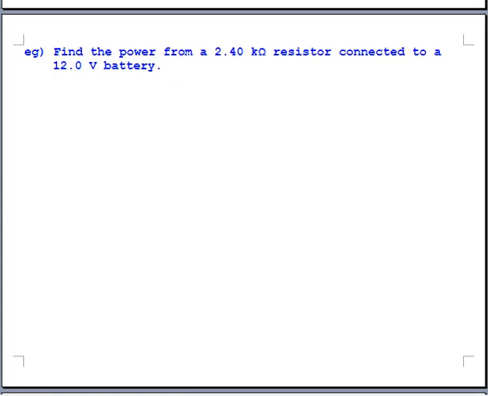All right, let's try out one easy example here. We are asked to find the power from a 2.4 kilo ohm resistor. Keep in mind that's 2.4 times 10 to the 3, 2,400 ohms. That's a big resistor, and it's connected to a 12-volt battery, up to your car battery. So think about Ohm's law. Last lesson we talked about sort of having a more intimate knowledge of Ohm's law. 12 volts, not a huge battery. 2,400 ohms, that's a big resistor. What happens when you have big resistors? Well, you have small currents, right? So keep that in mind.